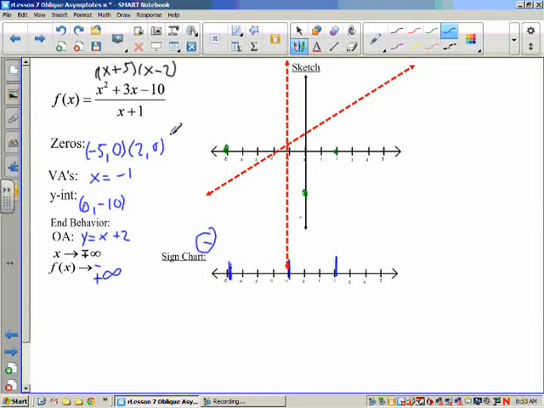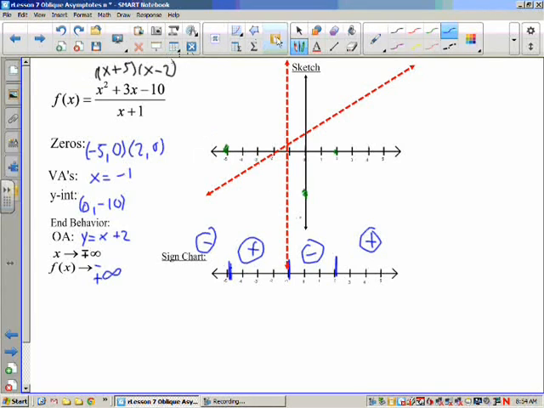I can plug in a -2 here. I get positive, negative, so negative over negative. That means it's going to be positive. I already have my y-intercept here. I know that's a negative. And on the far right, when everything is super positive, everything becomes positive. And I actually don't even need to make this sign chart the way I did, just because I know my end behavior from my oblique asymptote and I defined it here. But it's good to check to make sure that you're accurate.